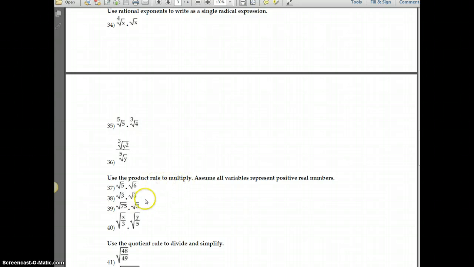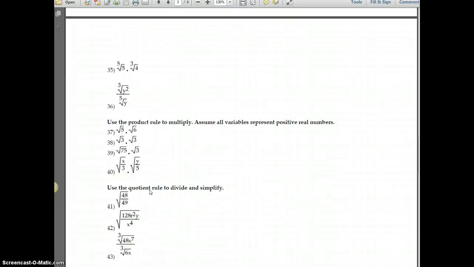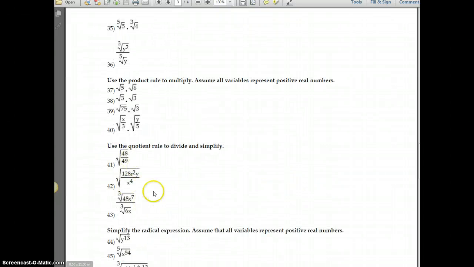Product rule. Sometimes we're going to have to multiply things together and then use the product rule underneath to break them out and simplify them as much as possible. Quotient rule. We can simplify underneath the radical first, or we can break it out into two separate radicals. I highly recommend simplifying within the radical symbol first.